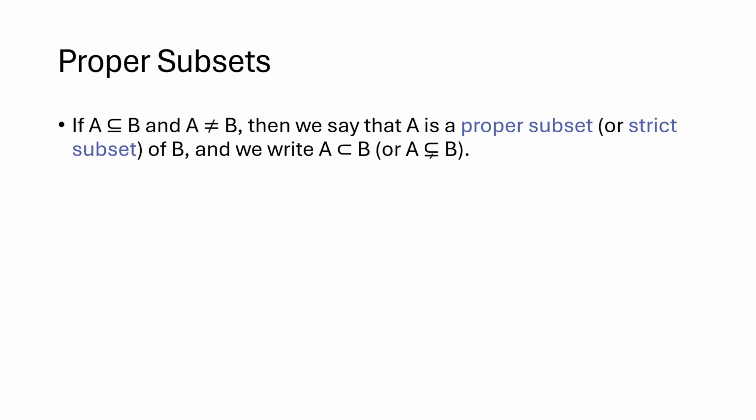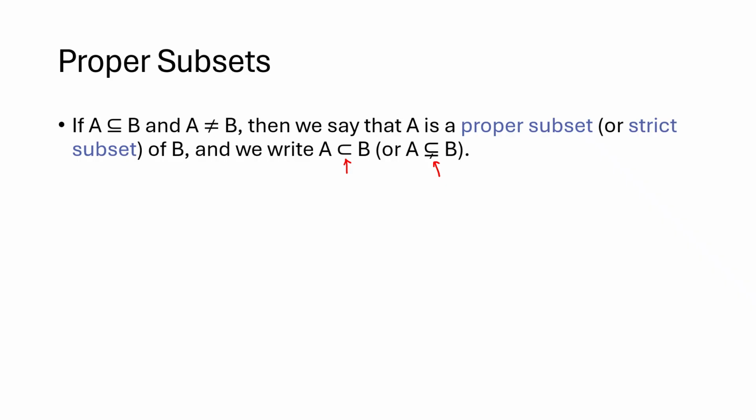Now, in different textbooks, there are different notations for this. Some use this. You see that the equality symbol is removed now. So this is for proper subset. Or some use this notation here where they put a line through the equality. So it means that A is a subset of B, but it's not equal to B. In other words, A is a proper subset of B.